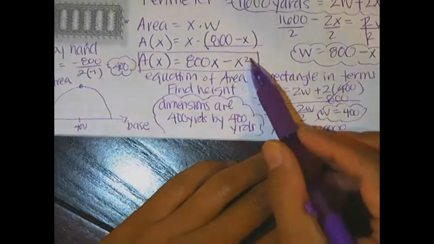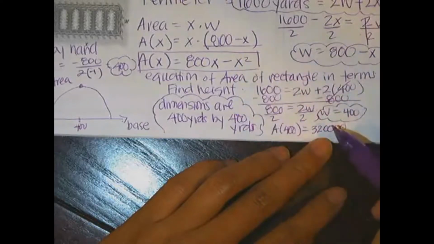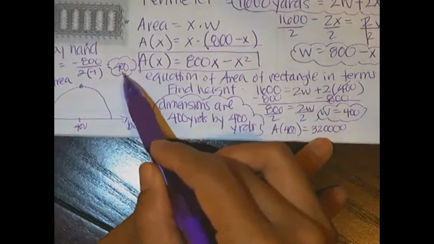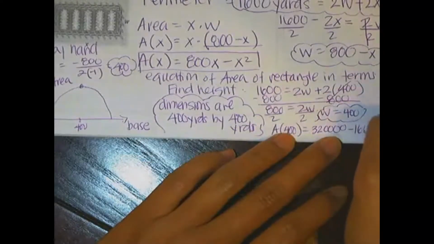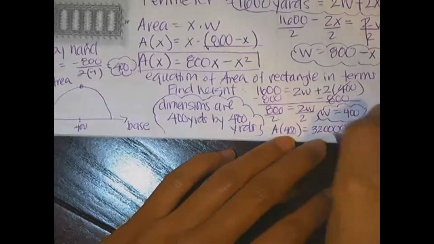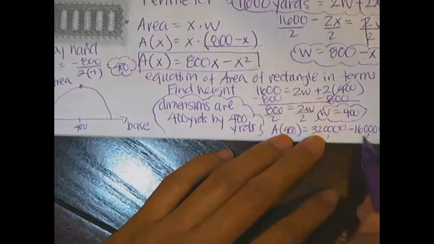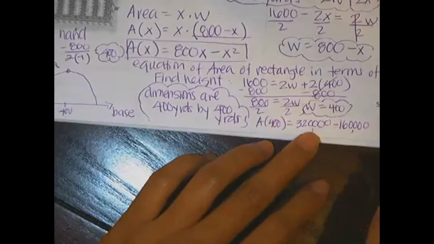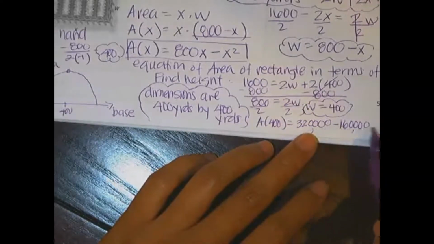Then 400 squared. 4 times 4 is 16, right? And then 400 also has 4 zeros in it. Okay, so minus 16, 1, 2, 3, 4. So you have 320,000. Take away 160,000. The max area is going to be 160,000 yards squared.